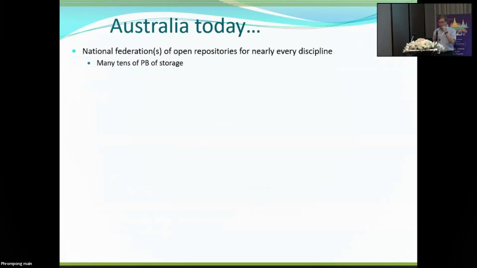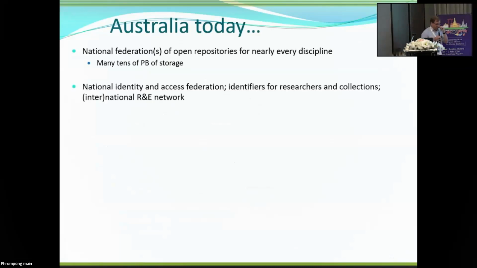Where are we today in Australia? We now have a national federation of research repositories with many tens of petabytes of storage. If you have research data in a certain discipline, almost certainly there's a place to take care of it. We have a national identity and access federation, so we have the ability to take most research in Australia. We have identifiers for researchers and for collections. So we have ORCID identifiers to identify who the researcher is, how they're connected to others, and identifiers for collections.